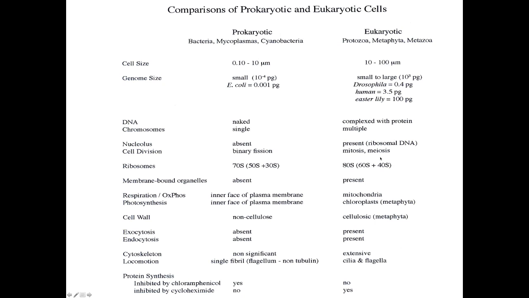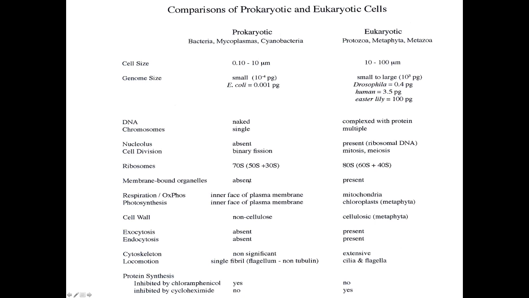Something you should recall from biochemistry: eukaryotic cells have larger and more complex ribosomes than prokaryotic cells. So, for example, the eukaryotic ribosomal subunits are 60S for the large ribosomal subunit and 40S for the small ribosomal subunit, as compared to 50S and 30S for the large and small ribosomal subunits, respectively, in prokaryotic cells. And you may recall that S is a measure of the sedimentation coefficient.